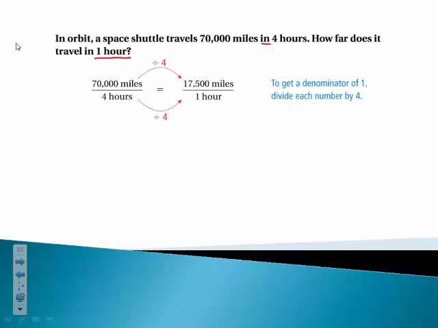And then in order to make the denominator 1, you just divide by the number that's on your bottom, because we know 4 divided by 4 is 1. So no matter what number's on your denominator, divide by that number, and you'll get a 1 on your denominator. Keep in mind, when you divide on the denominator, you have to divide the same number on the numerator. So that gives us 17,500. So the space shuttle travels 17,500 miles in 1 hour.